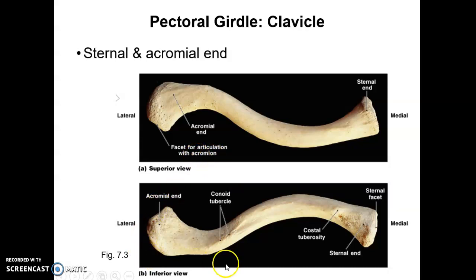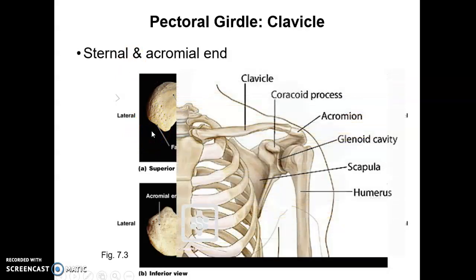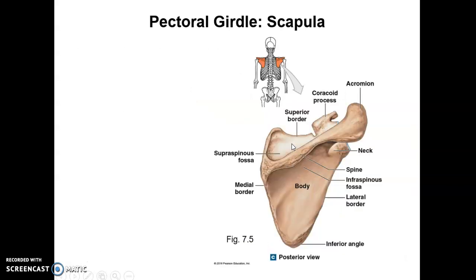All right, and then this is the inferior view. So those are the only things you need to know about the clavicle. It's sternal end or medial end, acromial end or lateral end towards the shoulder joint. Okay, so there you go. There's the manubrium on the sternum. There's the sternal end of the individual's left clavicle. And then there's the acromial end of that clavicle, and it articulates with the acromion of the scapula.